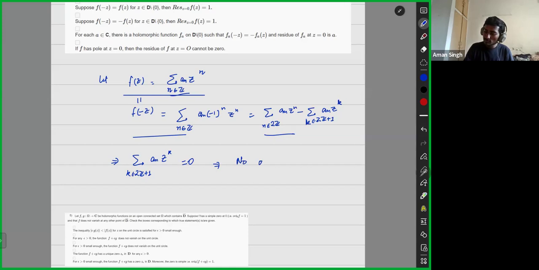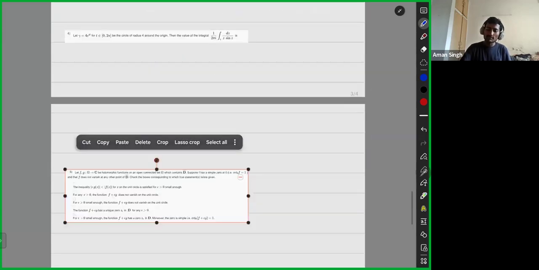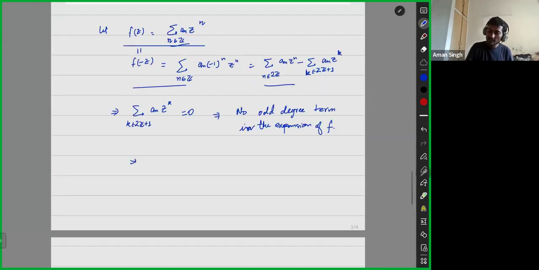This implies that the coefficients of the odd degree terms are 0. There are no odd degree terms in the expansion of f. So what will a_{-1} be, meaning the first negative degree term? This implies that the residue of f at 0 is 0, because the residue comes from the first negative term and that is an odd degree.